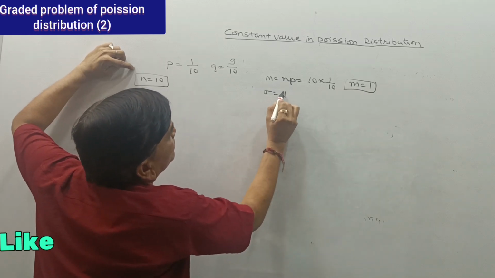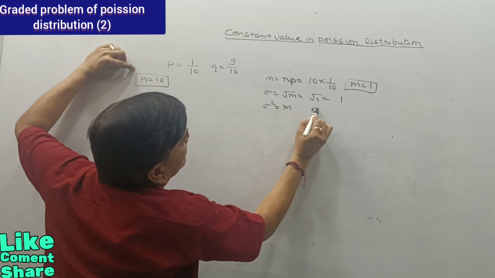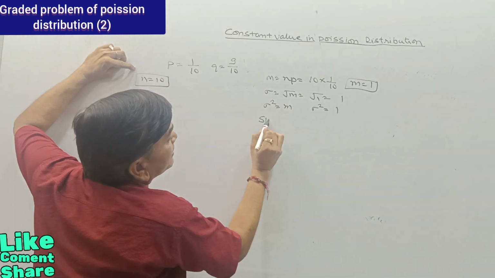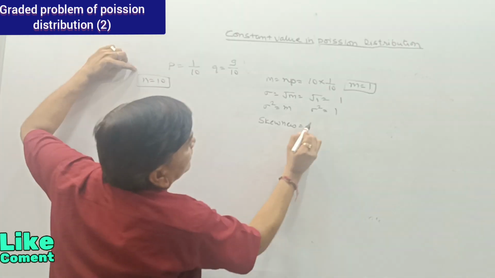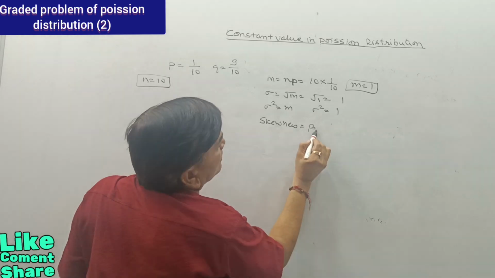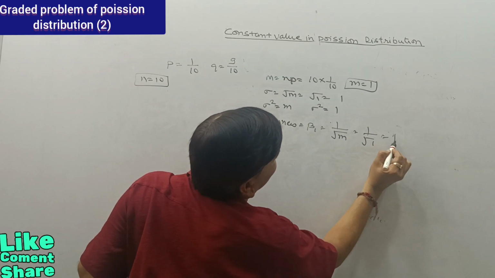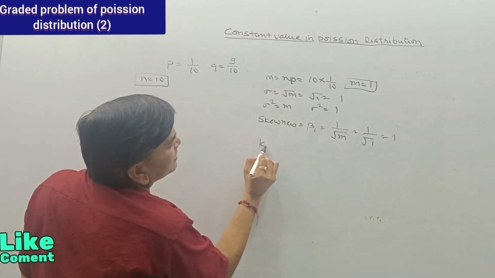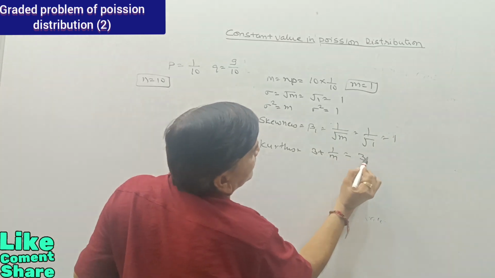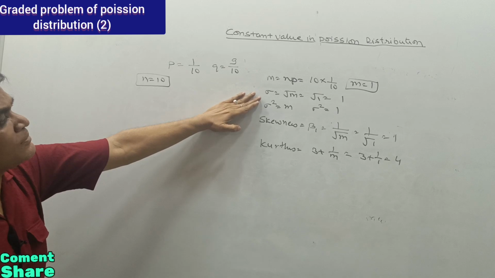So standard deviation is root m, that is root 1, that is 1. Standard deviation square is m, that will be 1. Now skewness, if we are to calculate, that is root beta 1, that is 1 upon root m, that is 1. And kurtosis, that is 3 plus 1 upon m. So 3 plus 1 upon 1, that is 4. So the constant value we can calculate.